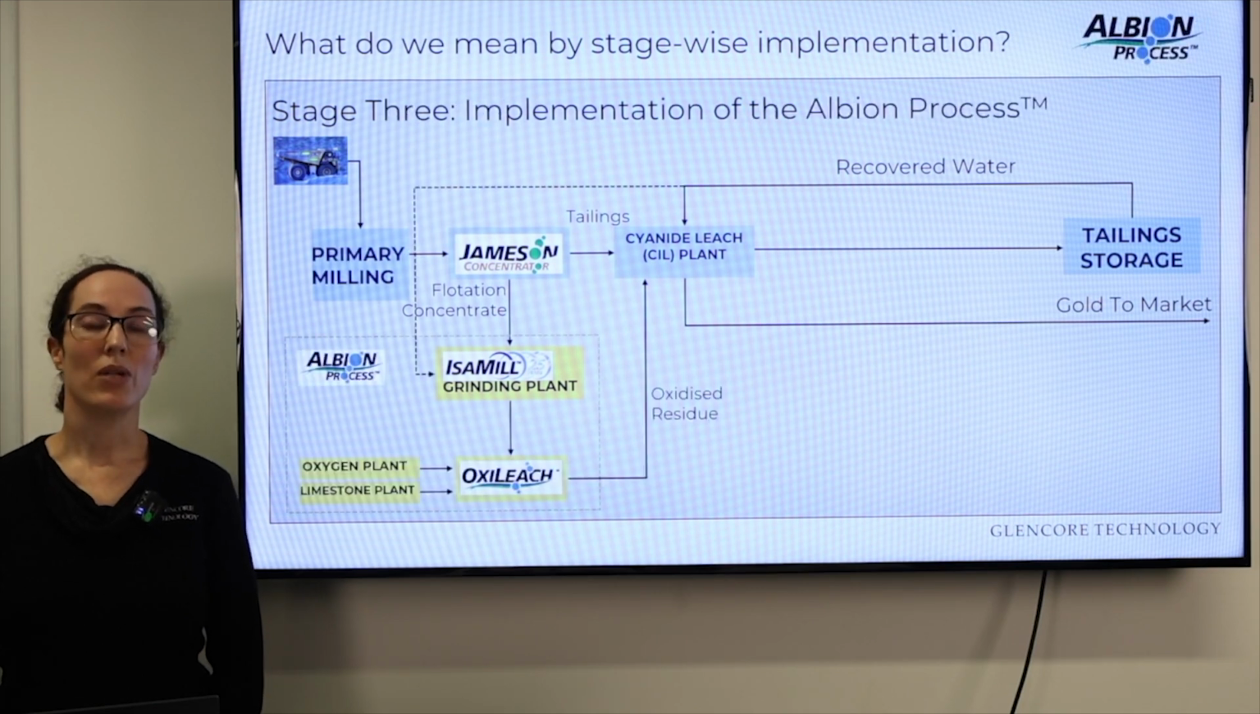In stage 3, we look at the full implementation of the Albion process. The IsaMill product is sent to oxyleach reactors, where the sulphide is converted to sulfates. This oxidized residue is then sent to the CIL plant and gold is recovered.